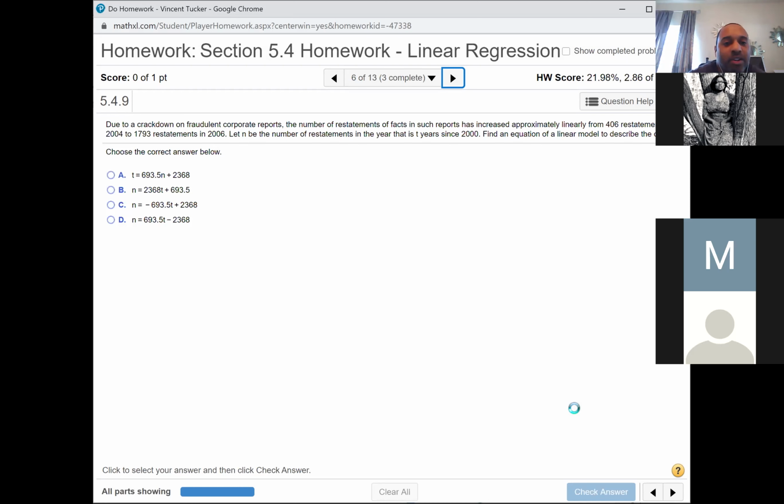So due to a crackdown on fraudulent corporate reports, the number of restatements of facts in such reports has increased approximately linearly from 406 restatements in 2004 to 1793 restatements in 2006. Let N be the number of restatements in the year that is T years since 2000. Find an equation of a linear model to describe the data. Sounds like fun, right?